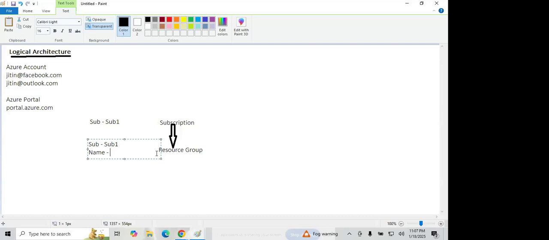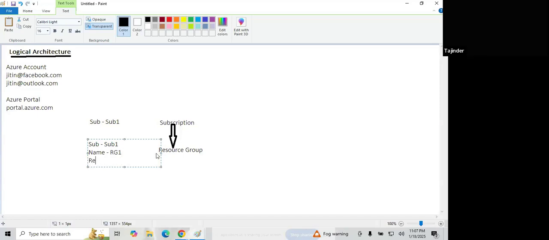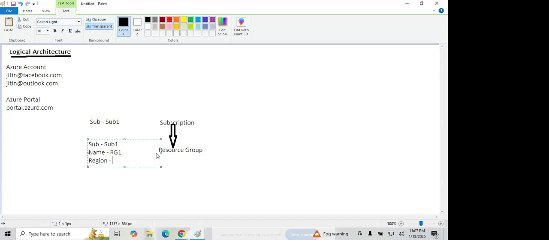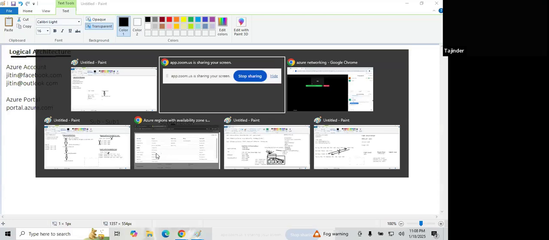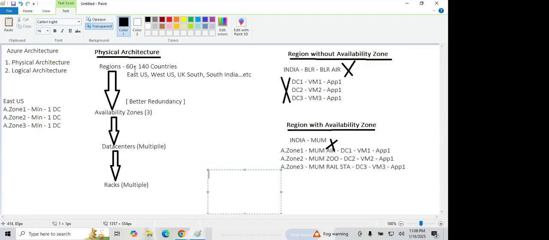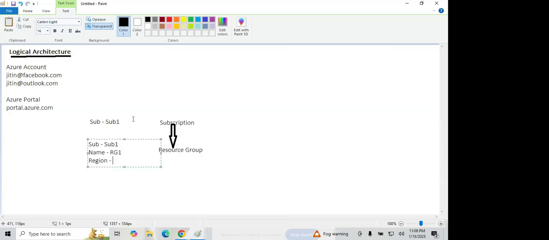RG for production, right? Let's say I give it a name RG1, resource group 1. Then we need to define the region, or the location, in which we would like to deploy this. A few minutes back in the physical architecture we discussed, we have 60 plus regions. Now, when we are deploying a resource group, we need to define in which region we would like to deploy it. So let's say we are deploying it in the East US region.